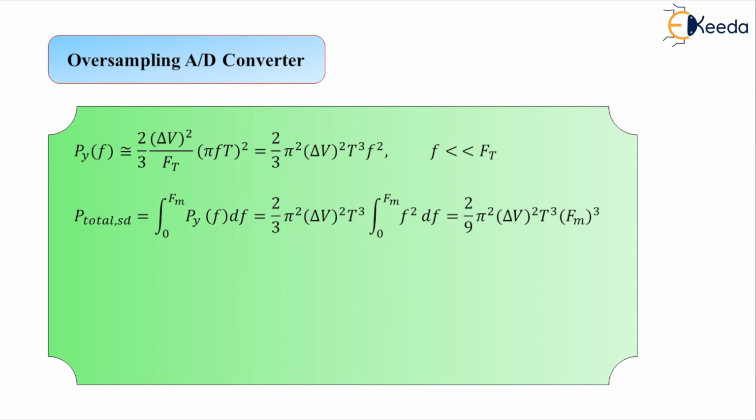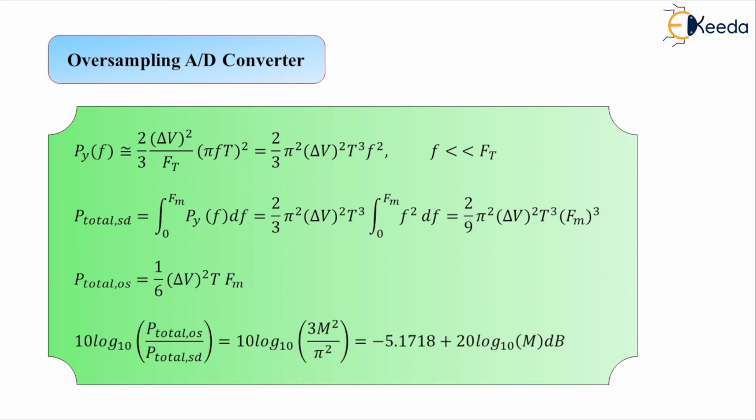Now if we compare the noise performance of the sigma delta A to D converter with the direct oversampling A to D converter operating at the sampling frequency of ft with the signal band of interest from DC to fm, the in-band noise power for the second case is P suffix total comma OS, that is expressed as 1 by 6 times square of delta V into capital T into fm. Now the improvement in the noise performance is expressed as 10 log to the base 10 of P total OS divided by P total SD.